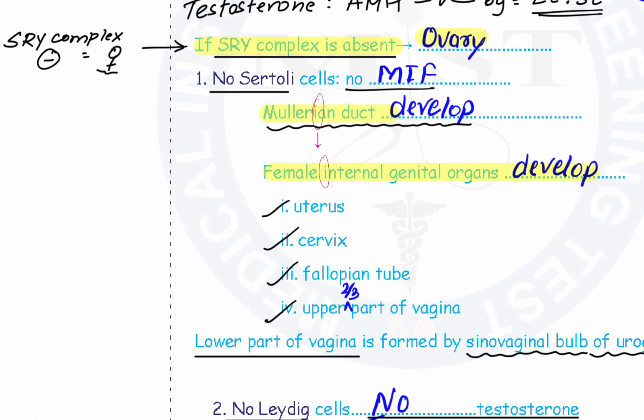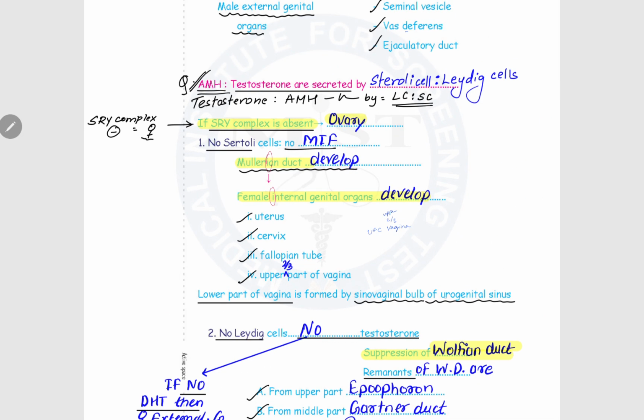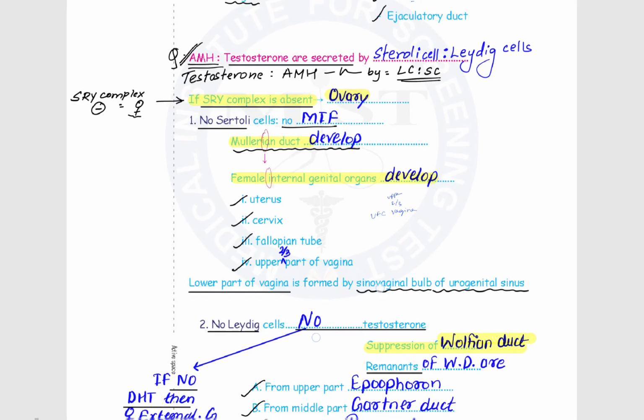How do we remember this? UFC vagina, UFC for females. U for uterus, F for fallopian tube, C for cervix, and upper two-third part of vagina. Upper two-third part, because the lower part of the vagina is formed by the sinovaginal bulb of the urogenital sinus. And who was forming testes and ovaries? Genital ridge.